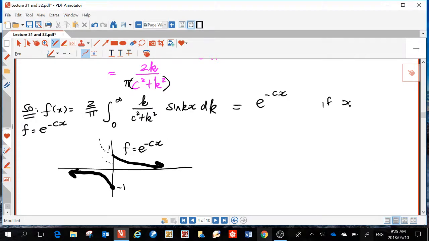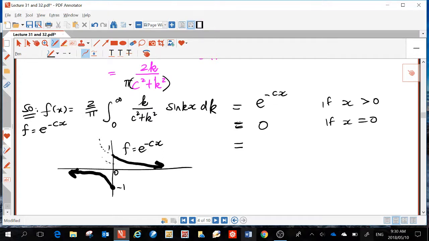if x is more than... oh, I made a mistake here. Yeah, this is x more than 0, e to the minus cx. What does it give you if x is 0? What do you get if x is actually equal to 0? Yeah, the jump discontinuity. It's 0, right? It's the average of minus 1 and 1. So that will be 0.